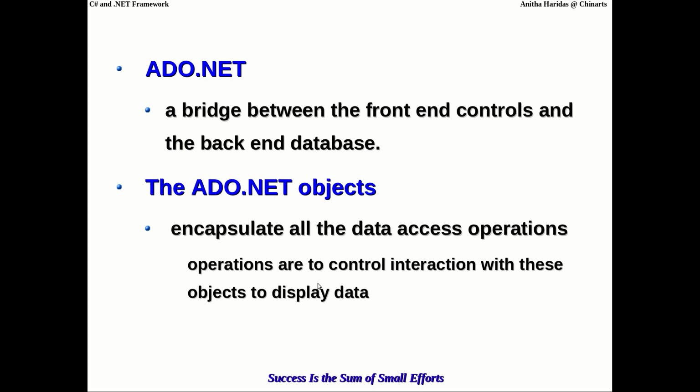So that is why it becomes a very effective application programming interface to do all kinds of data access operations. And it says it encapsulates. That means you use only one object. You will have one object, and that object will be used for manipulating all kinds of data access operations. That is the interesting part of the ADO.NET object.